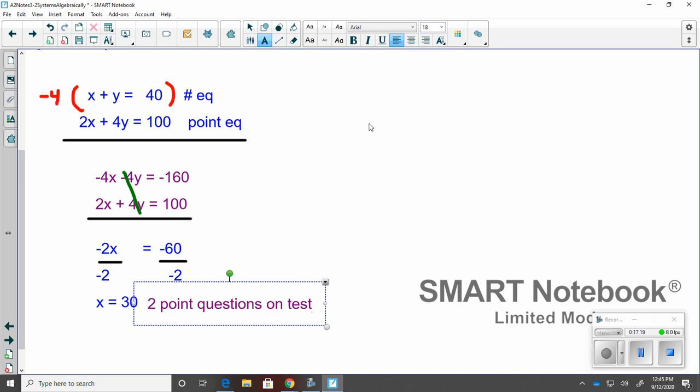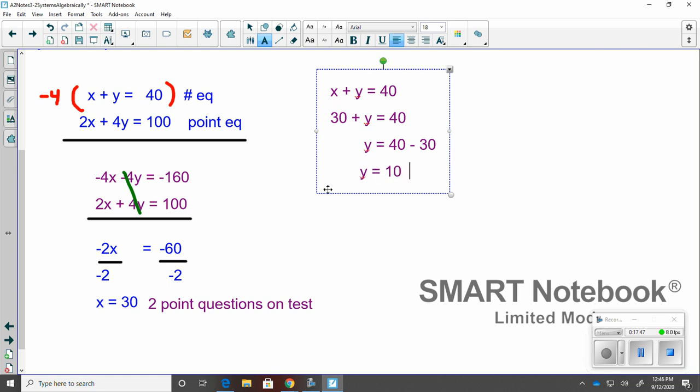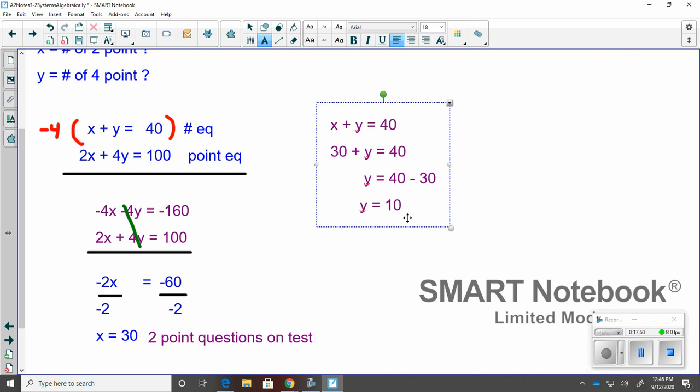Okay, now I need to know what the y value is. I'm going to pick one of the top equations. I'm going to choose the top one, the first one, because it looks easier. I'm going to put 30 in place of x. I'm then going to solve for y. And I'm going to end up getting y is equal to, looks like 10. And so y stands for the number of 4-point questions. So there are 10 4-point questions on the test.